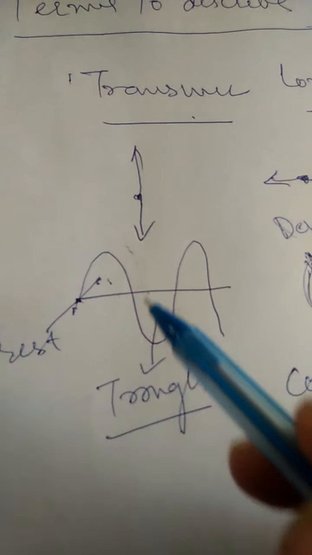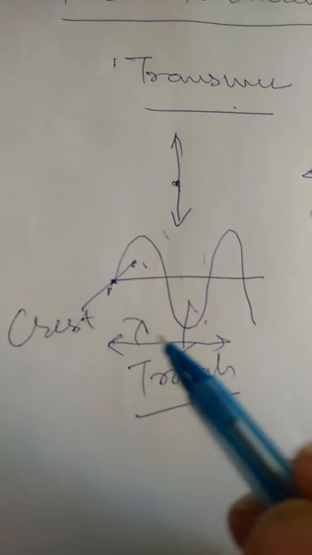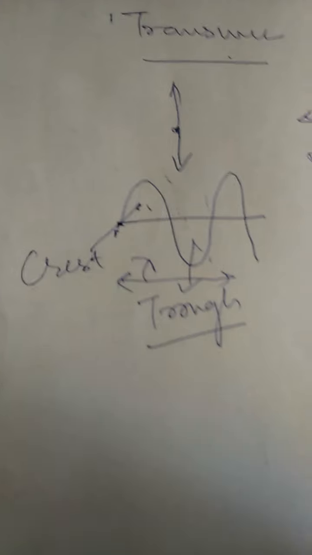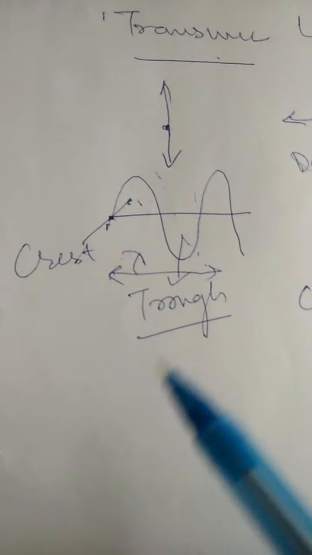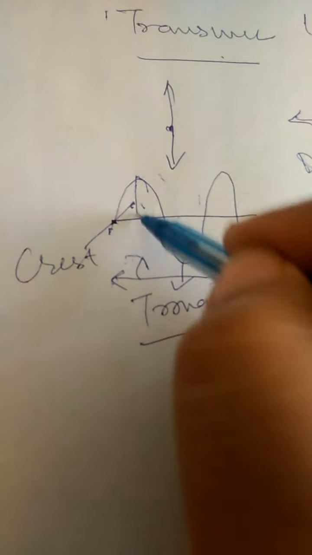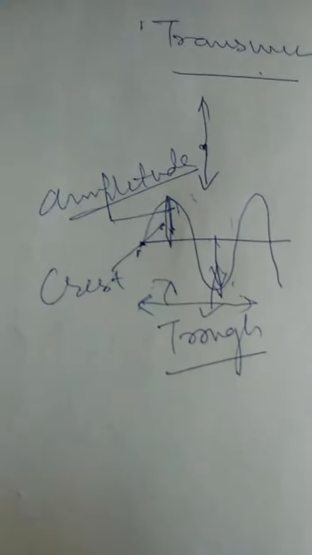The upper part is called the crest, the lower part is called the trough, and the distance between two crests is called the wavelength. So wavelength is defined as the distance between two successive crests or troughs. Then how much height the wave goes to the upper side or to the lower side, that is called the amplitude of the wave. So all these different terms are there.